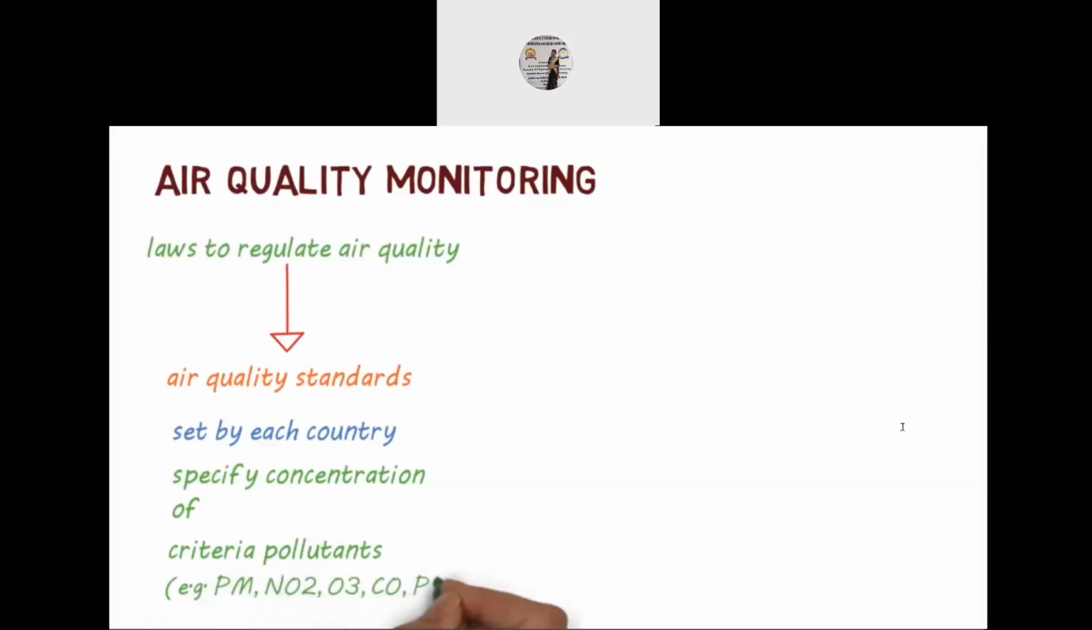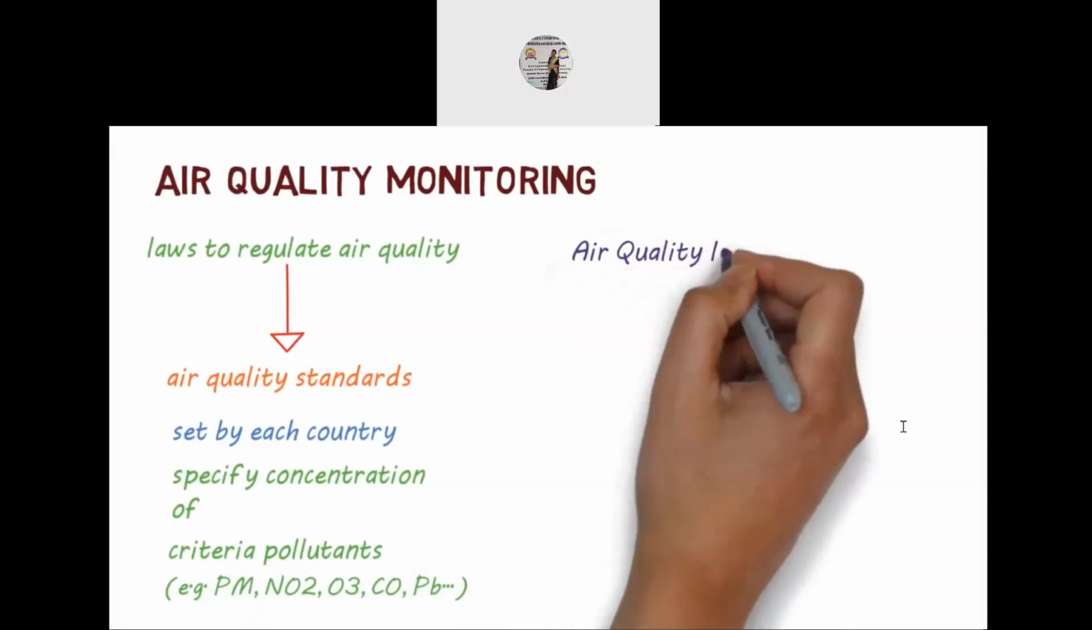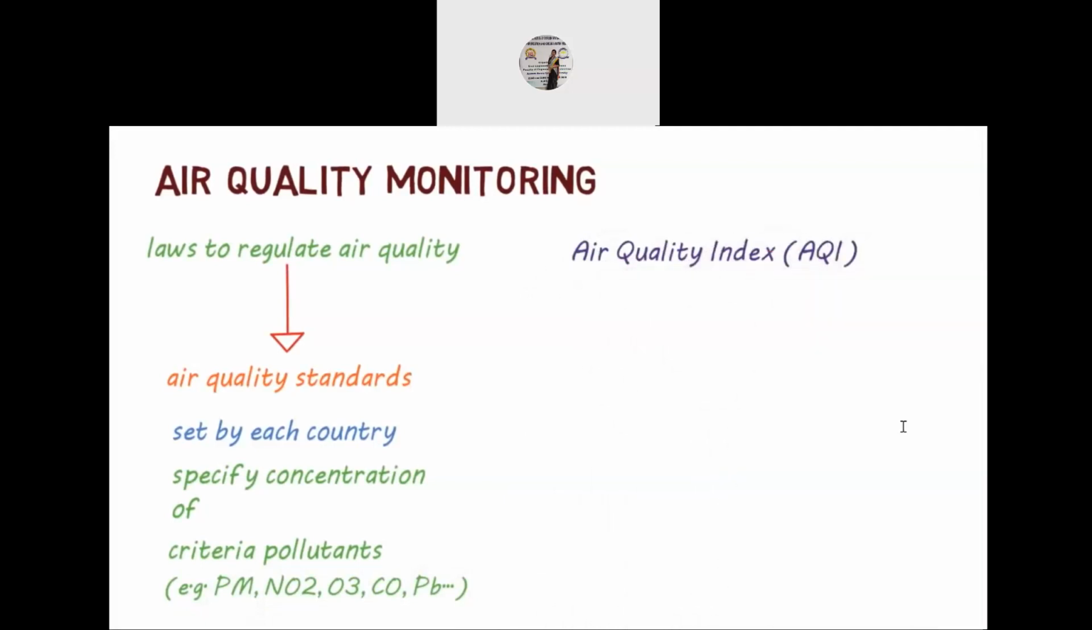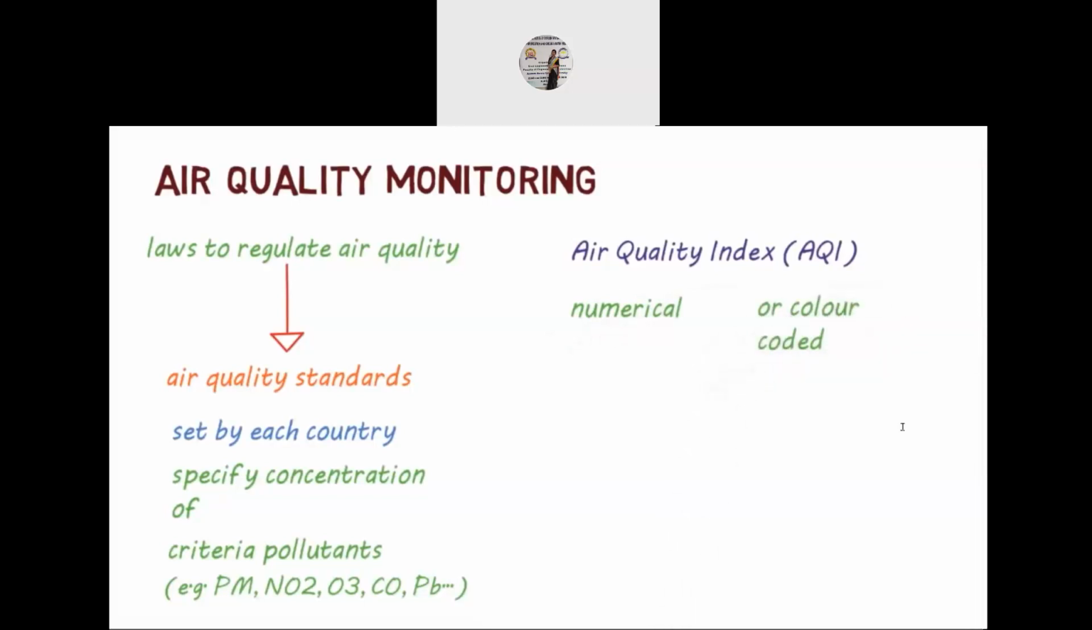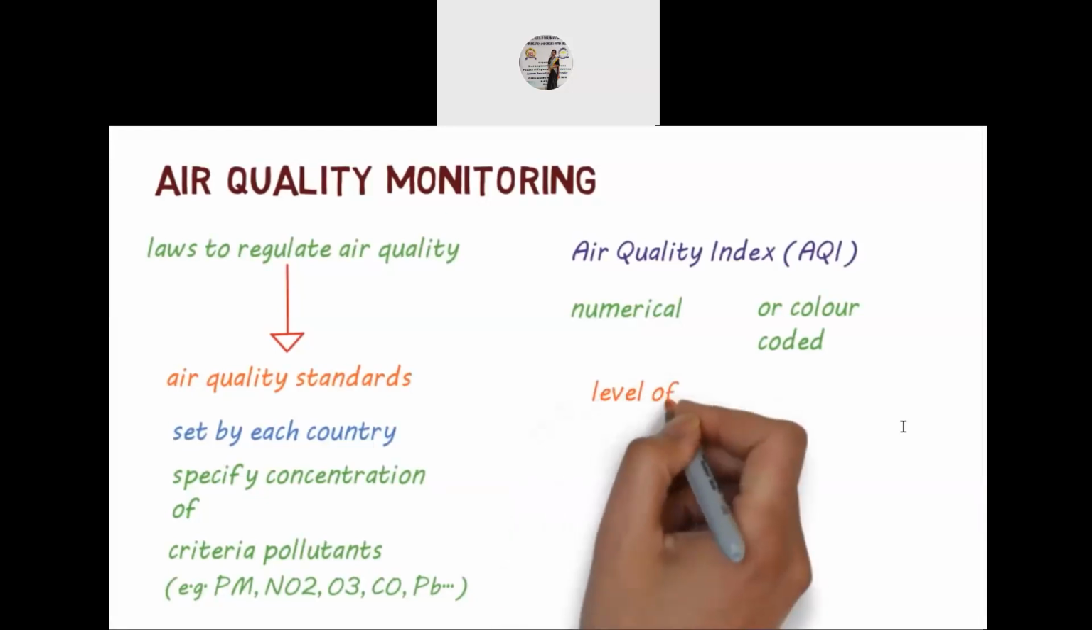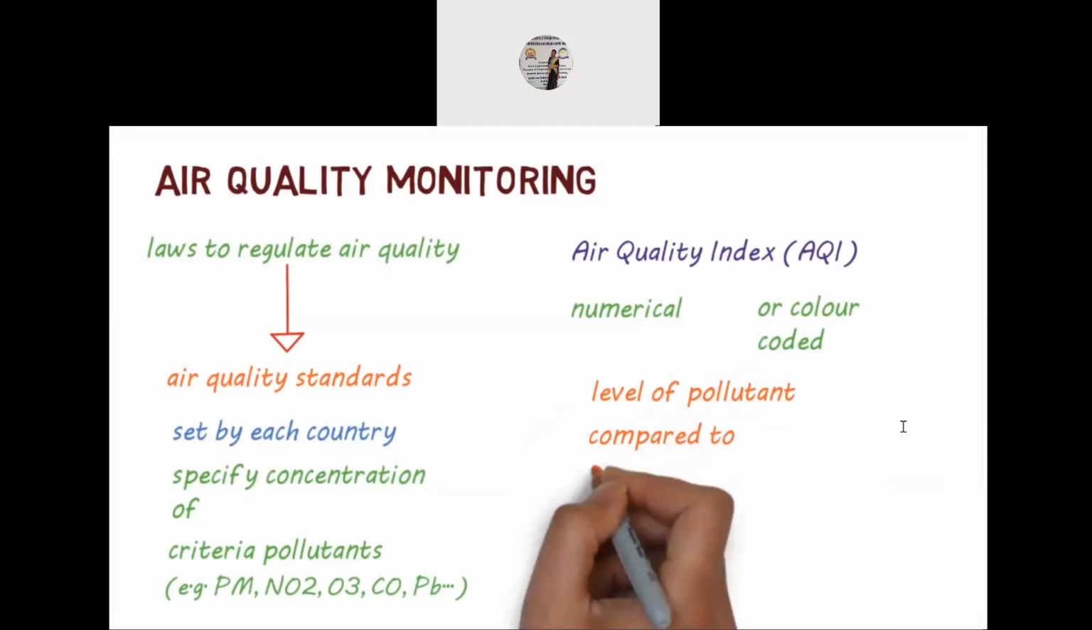A useful way to track air pollution against the national standards is a measure called the Air Quality Index, AQI. This is a simple numerical or color-coded representation of how clean the air is. There are different ways of calculating the AQI, but it's essentially a measure of what the level of a pollutant is compared to what the national standard is.